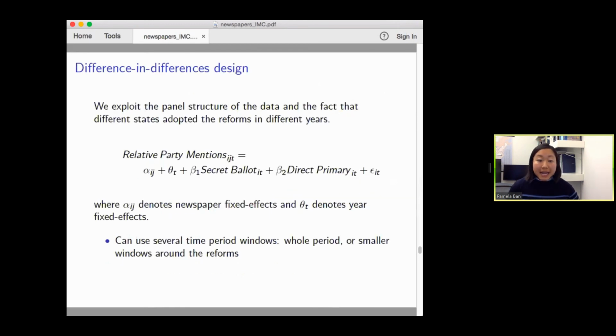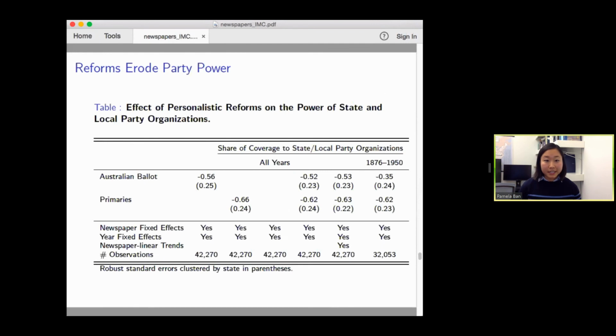We're going to use a difference-in-differences design here and exploit the panel structure of the data and the fact that different states adopted these reforms in different years. Our outcome variable is the relative party mentions variable, the one based on relative newspaper coverage. We have indicators for the secret ballot and for the direct primary, and those indicators equal 1 if during that year that state had that reform already in place. We also include newspaper fixed effects and year fixed effects. Then we can use several time period windows. We can use the whole period of our data set from 1877 to 1977, or we can use smaller windows around the reform. Just to show you some of our preliminary results here.